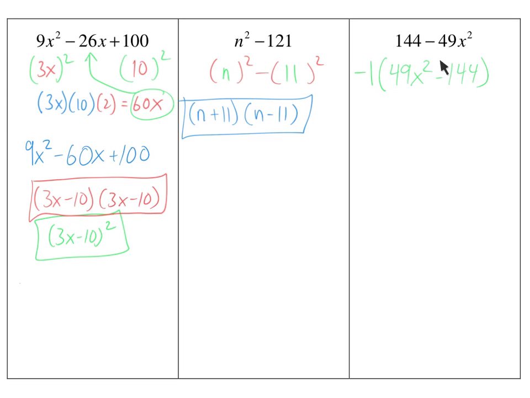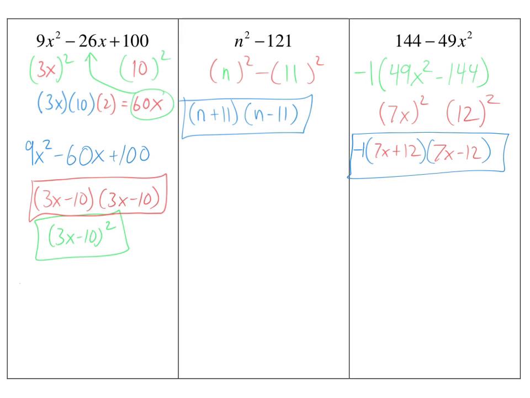Anywho, so I now want to factor this. What you should notice now for these two pieces is it's a difference of squares again. What are my two squareds? Well, for 49x squared it would be 7x, and for 144, that would be 12. So what I now have is a negative in front, and it's a difference of squares. So I have 7x plus 12, and a 7x minus 12. Just don't forget the negative in front. You could put a negative or a negative 1, it's your call. But that would be factored form.